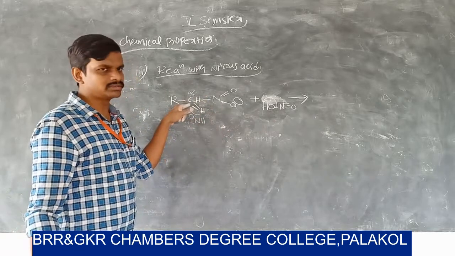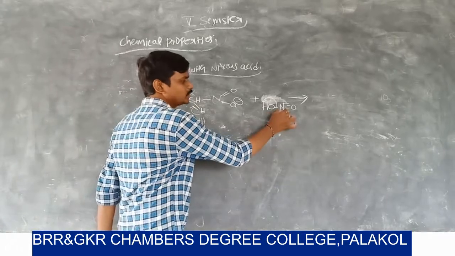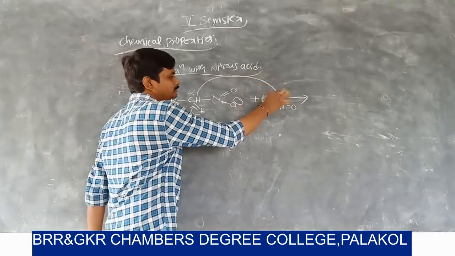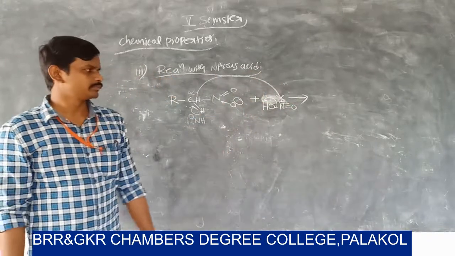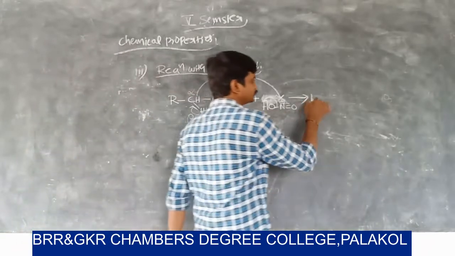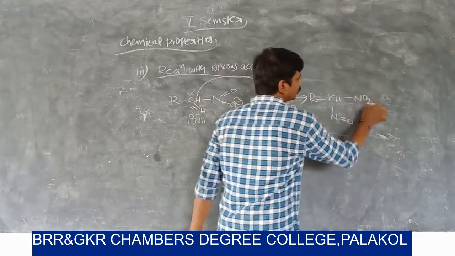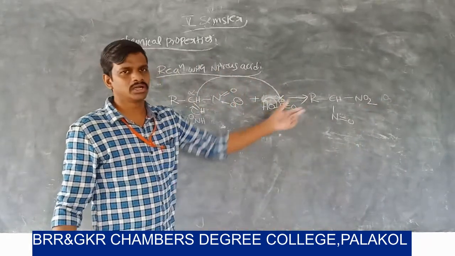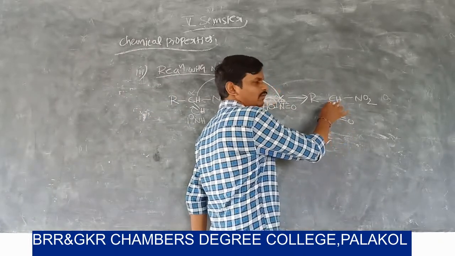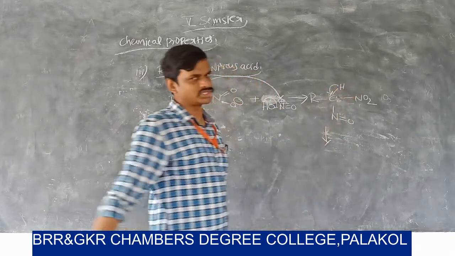Now this carbon gets a negative charge and this nitrogen gets a positive charge. The negatively charged carbon atom forms a bond with the nitrogen atom. Then we can get RCH(N=O)NO2, the alpha nitroso nitrohydrocarbon. Now this compound again has one alpha hydrogen, so it undergoes a tautomerization reaction.